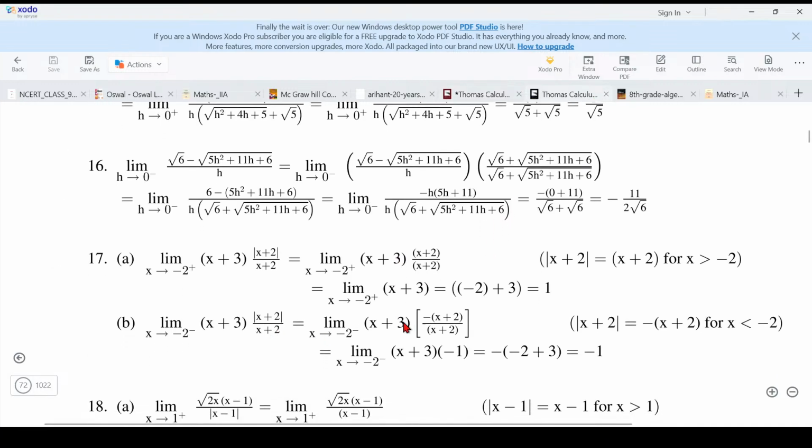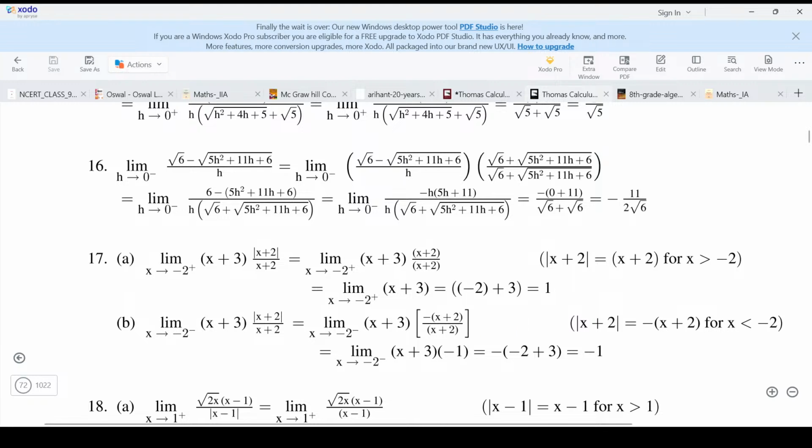Are you clear? See, mod of x plus 2 we are replacing with minus of x plus 2, because x is less than minus 2, x is to the left of minus 2. So the limit is becoming minus 1. This is very important. So what does that mean? Does the limit exist at minus 2? It doesn't exist because on one side we are getting 1, on one side we are getting minus 1.